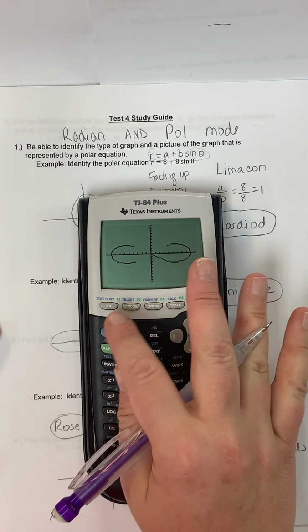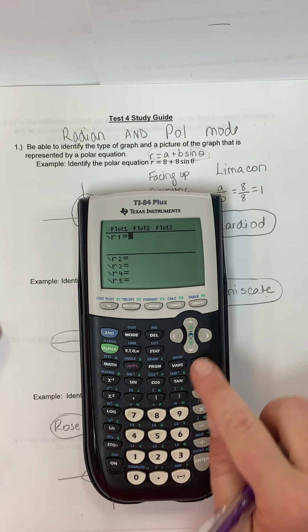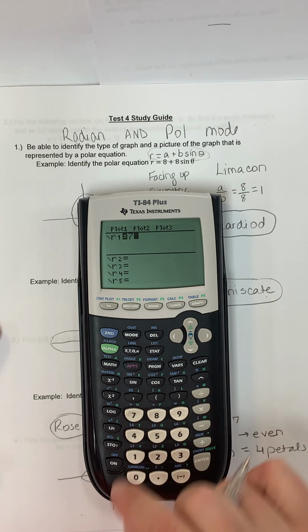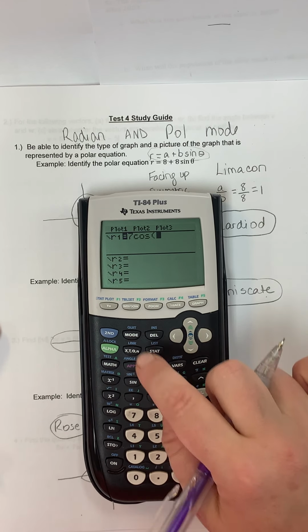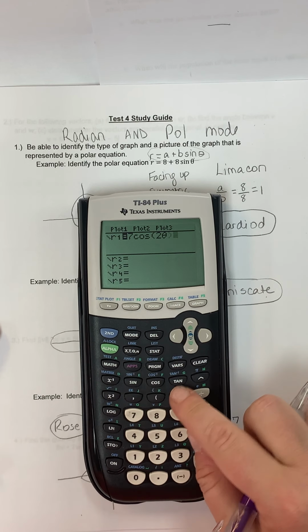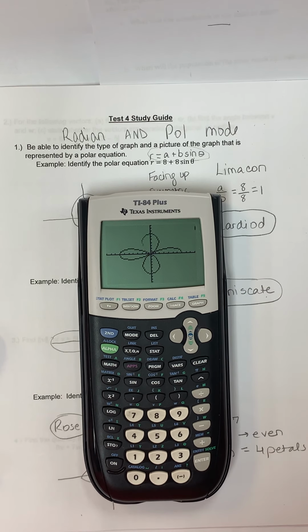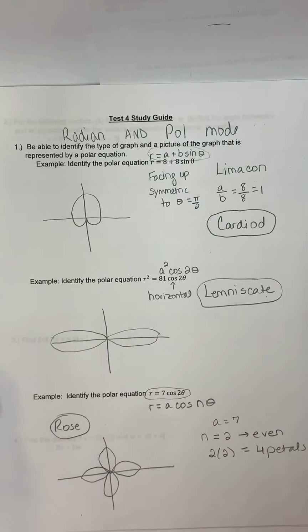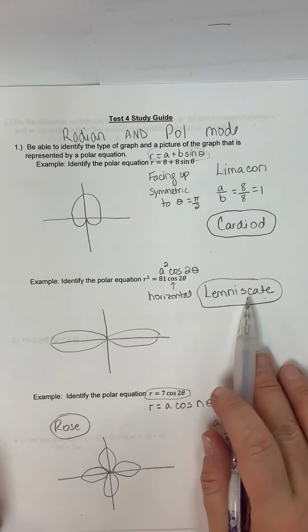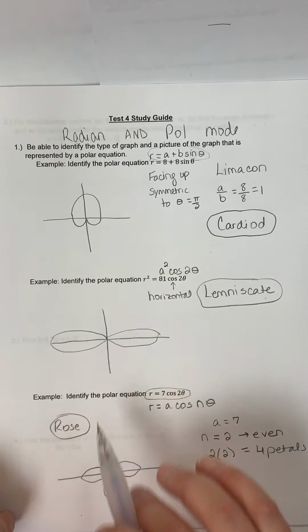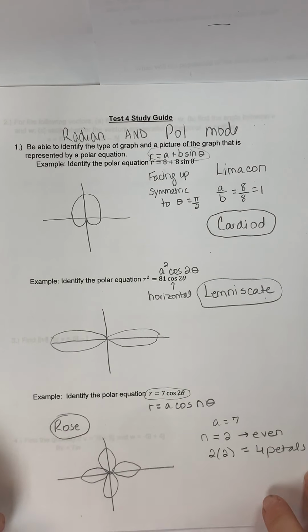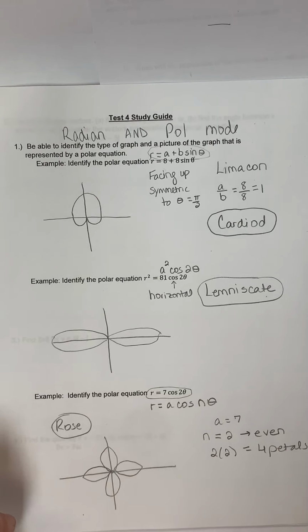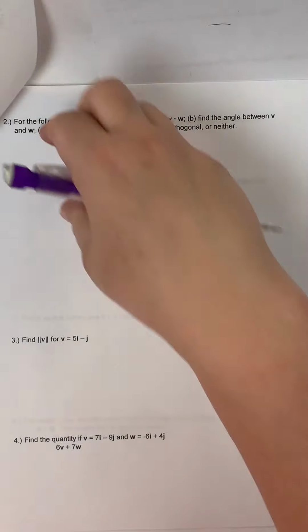So if I go back and I try to do that right on here, I'm gonna get 7 cosine 2 theta and graph it. And there we go. Theirs looks a lot better than mine, but there's your 4-petal rose, and the petals are on each axis there. Okay, so you're going to want to be able to tell the name and pick the picture out of the lineup. Okay, you can do that whole thing from just your calculator if you want to.